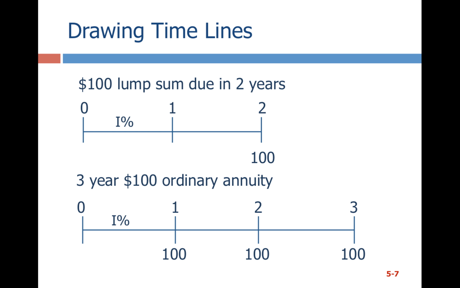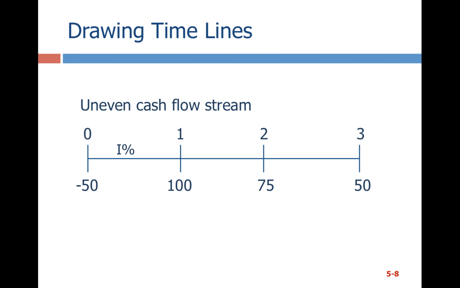The third question is to draw an uneven cash flow stream of -$50, $100, $75, and $50 at the end of years 0 through 3. And that would look like this. As you can see, in time period 0, there's a -50. Time period 1, there's a 100. Time period 2, there's a 75. And time period 3, there's a 50.